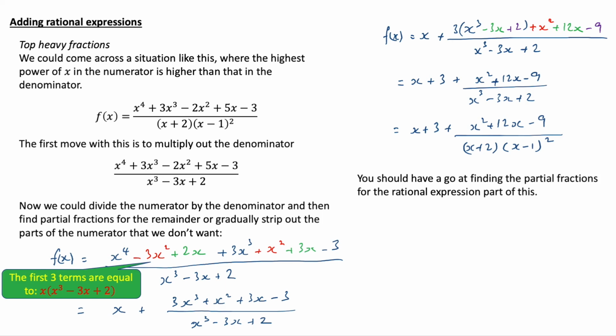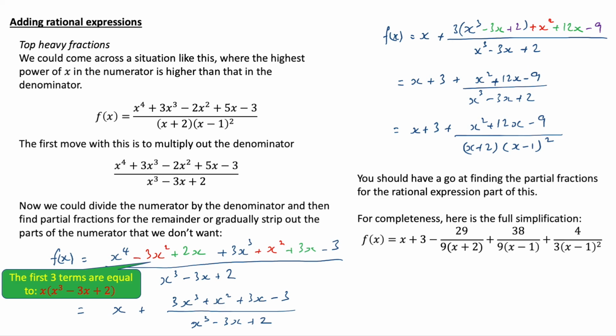If you do want to have a go at it yourself, then you should pause and do that, because I'm now going to show you the answer for completeness, which you can compare to yours if you sensibly have a try at it. And it's a bit of a mad one, but here we are. We have that f of x is equal to x plus 3 minus 29 over 9(x plus 2) plus 38 over 9(x minus 1) plus 4 over 3(x minus 1) squared. And if you haven't had a go at it, you should perhaps ask your teacher to show you on the board.